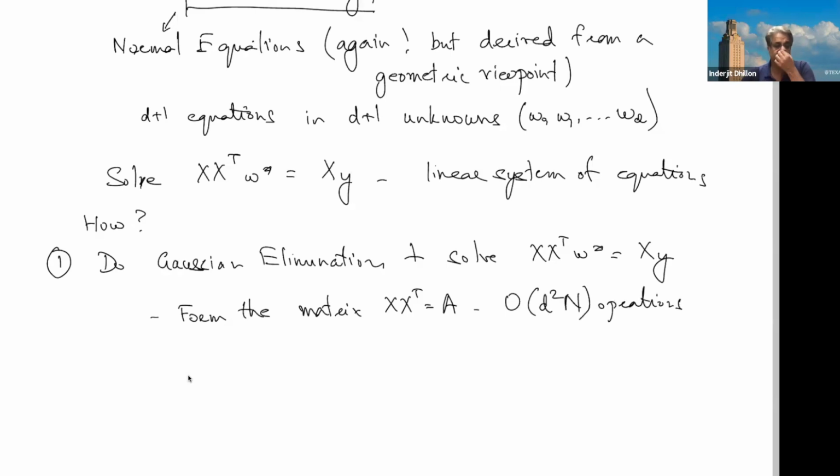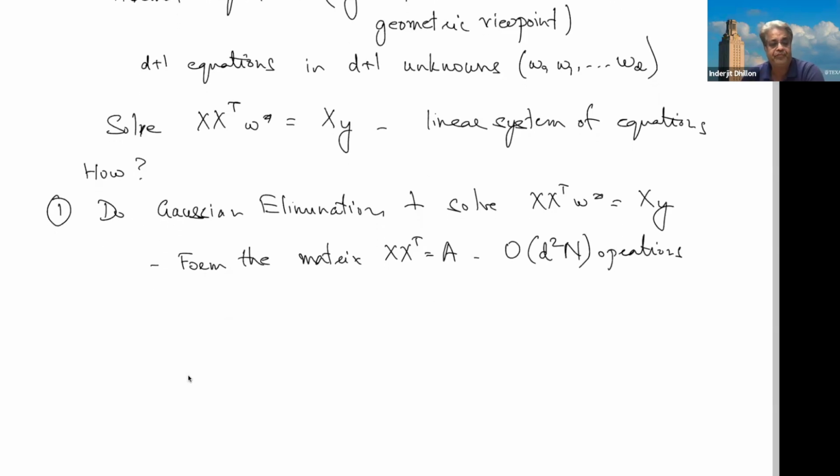Order d square n floating point operations. Then I need to form the right-hand side, which is this, right? I've already formed this. I need to form the right-hand side, right? And let me call this Xy equal to b.